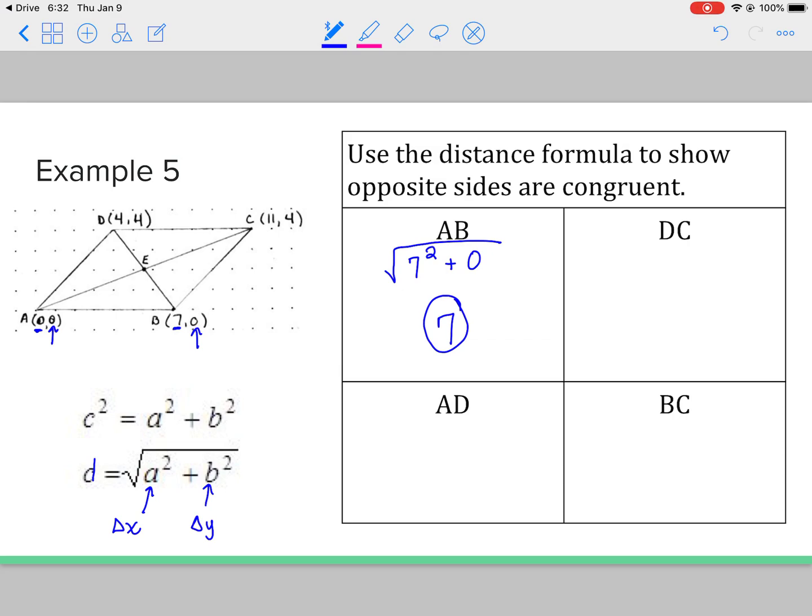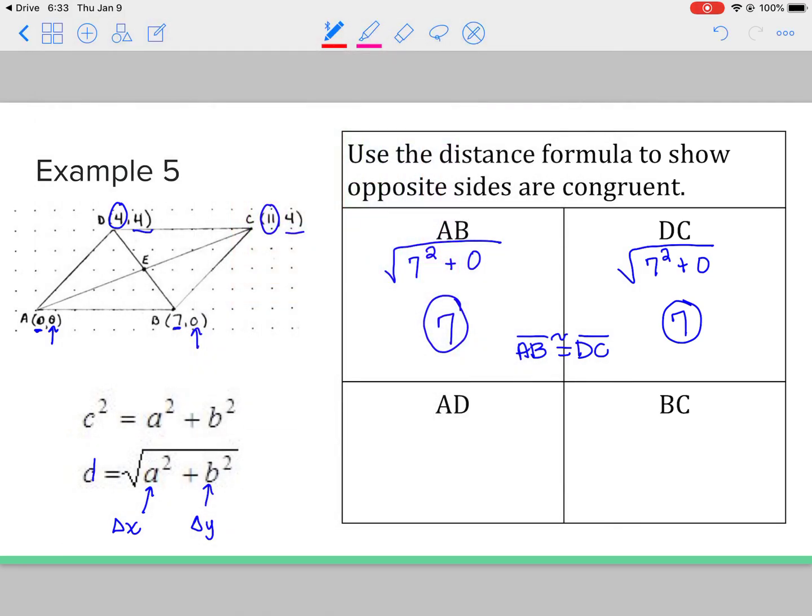For DC, we're going to use that same process. So I start with my square root. The first number is how far it is between your x's. So from 4 to 11, that is 7 units. And then from 4 to 4, that's 0 units again. So we end up with the same thing. The length of DC is 7. So from that, we have AB is congruent to DC because they're both 7 units.